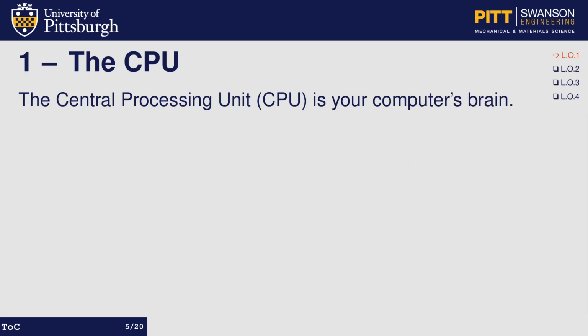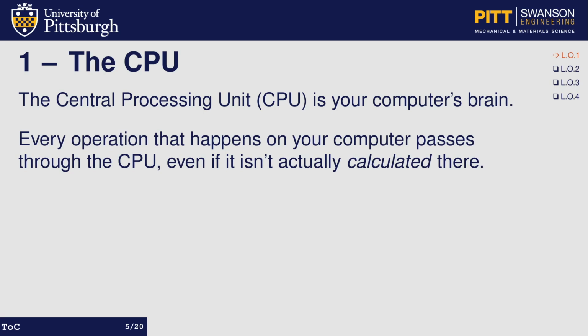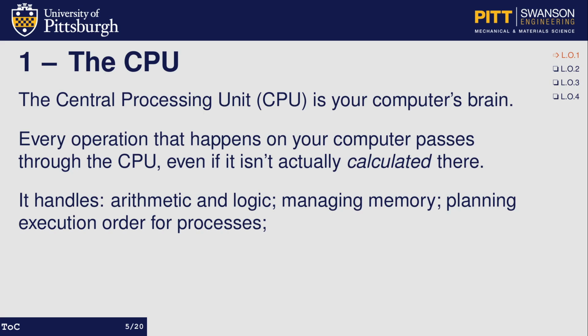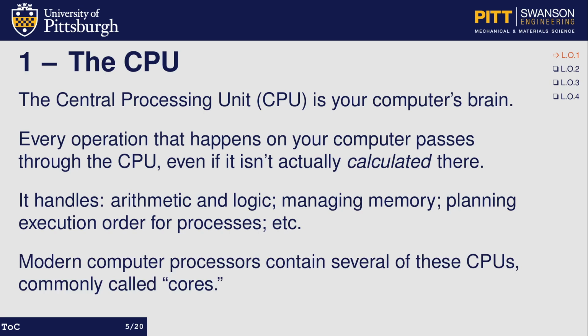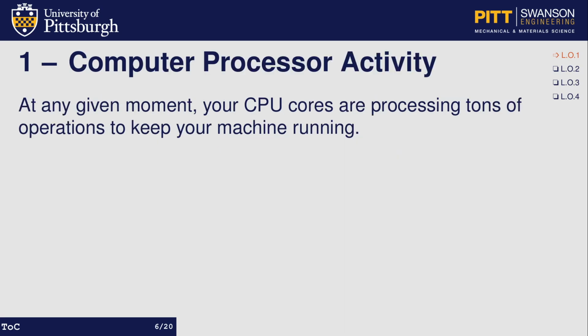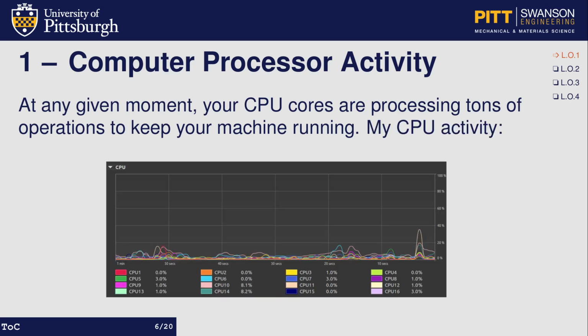The central processing unit, or the CPU, is your computer's brain. Every operation that happens on your computer passes through the CPU, even if it isn't actually calculated there. It handles arithmetic and logic, managing memory, planning execution order for processes, and so many more things. Modern computer processors contain several of these CPUs, which are commonly called cores. Each core operates independently. At any given moment, your CPU cores are running tons of operations to keep your machine going. Here's some of my CPU activity at the moment.